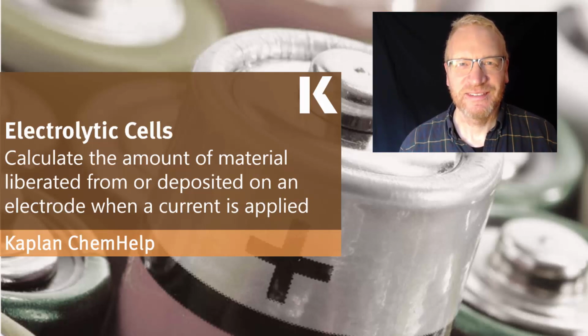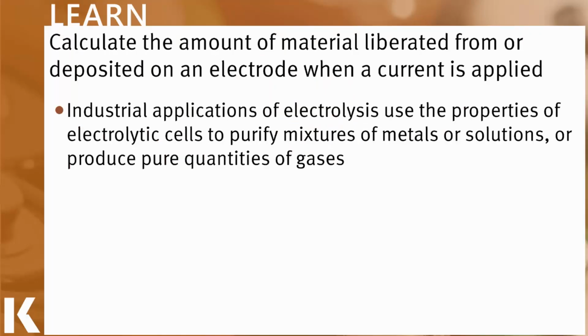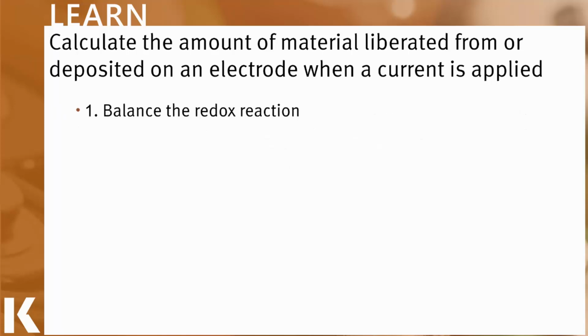Let's go. Now, the reason that we would even care about knowing how to do this is that electrochemical systems are often used in purification processes, either in the laboratory or in industry. So we often would see a mixture of metals being purified through electrolysis, or gases being produced, again, from a mixture or even from ions in solution.